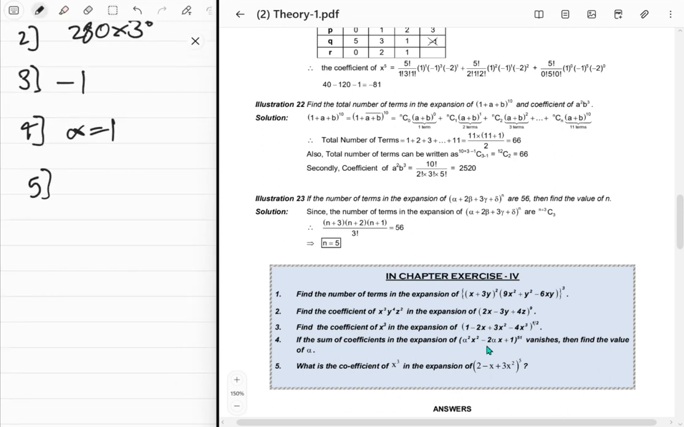What is the coefficient of x power 3 in the expansion of 2 minus x plus 3x squared, power 5? Can't believe this is still happening. Oh, come on. Fine. No big deal.